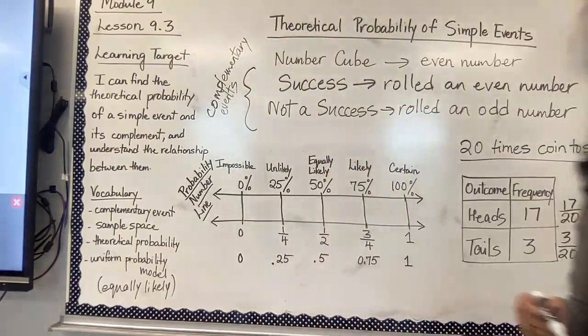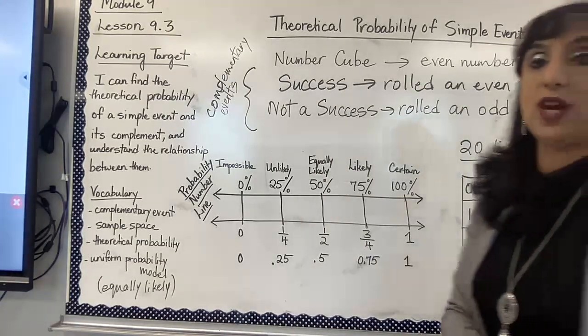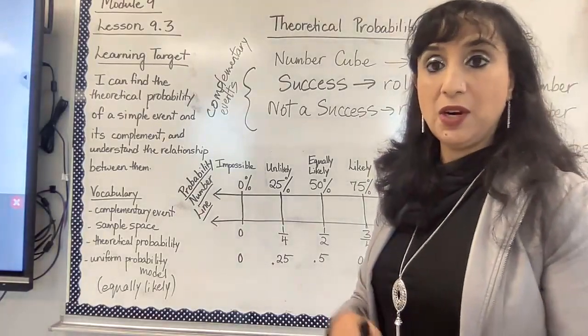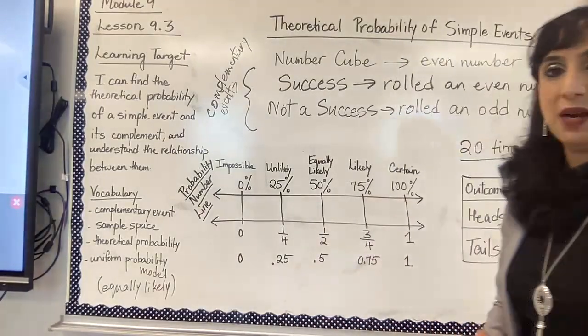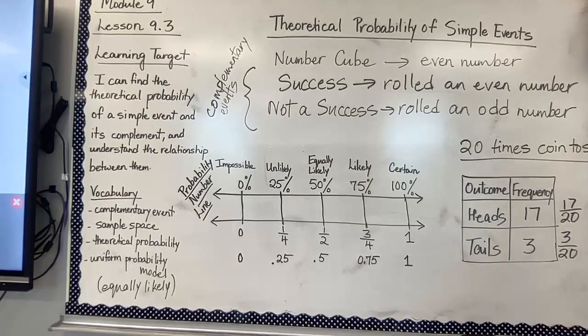These are complementary events because they cannot happen at the same time. If you're trying to roll an even number, you cannot roll an even and an odd number on the same number cube at one time. So once again, what are complementary events? Complementary events are two events in which either one or the other must happen, but they cannot happen at the same time. And the sum of the probability of an event and its complement is 1 or 100%.